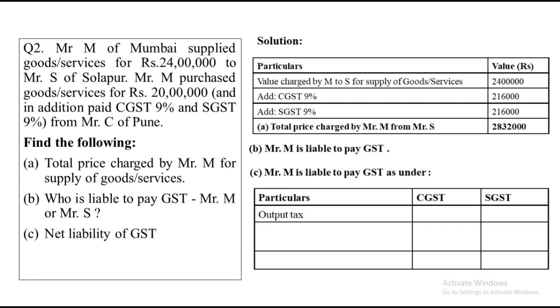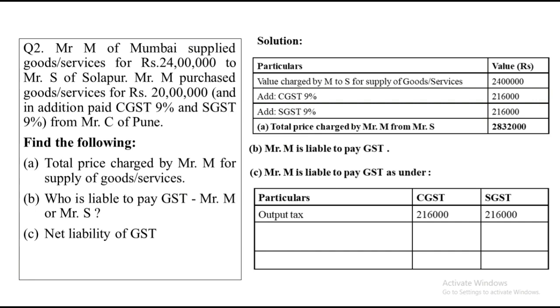Number one, we need to find output tax. Output tax is nothing but the tax which was collected from supplying the goods. So we can see here he had collected 2,16,000 each from Mr. S, okay, when he supplied goods of 24 lakhs. So we write there 2,16,000 under CGST and SGST.